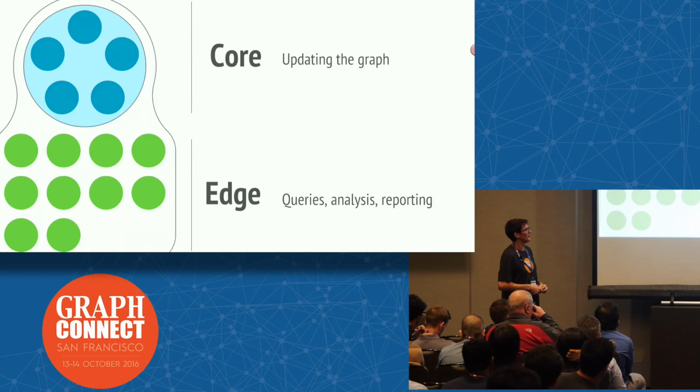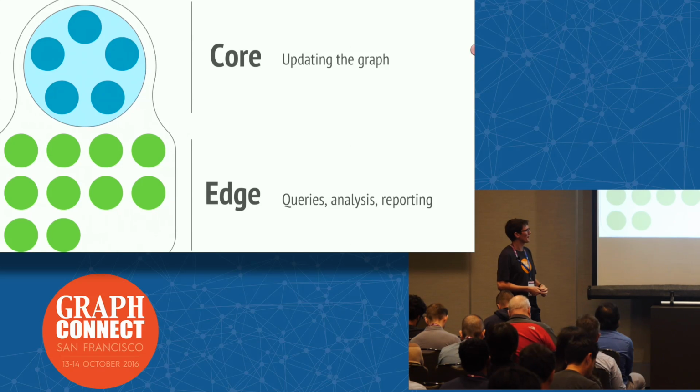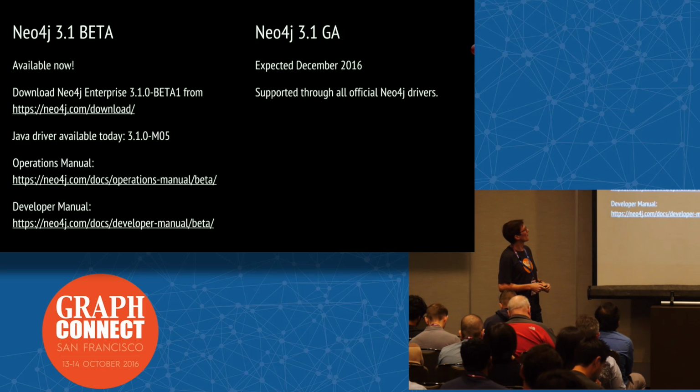So that's our overall architecture. We covered the core, and the core is for updating the graph. The edge is for those queries, the analysis, and the reporting. And we showed the load balancing stuff on top of this.